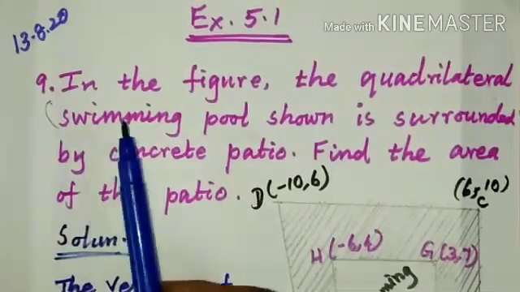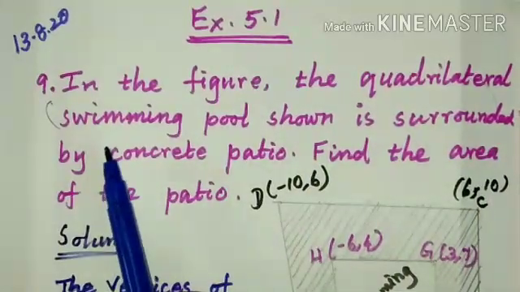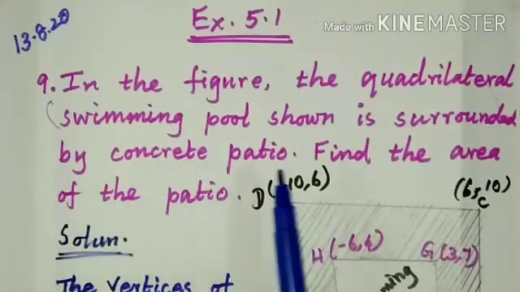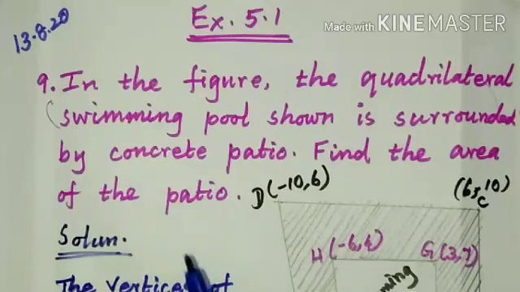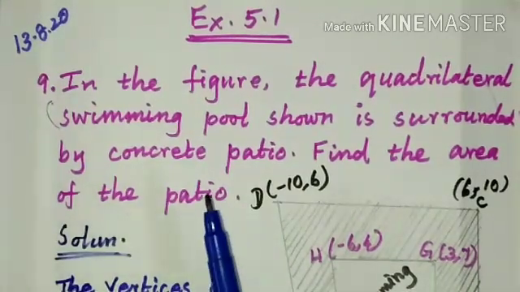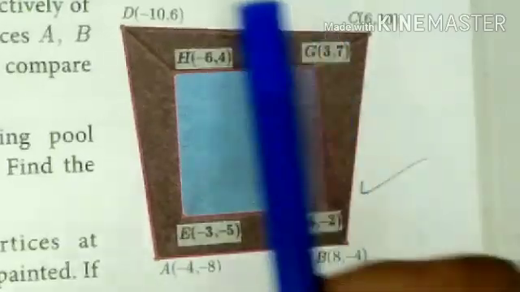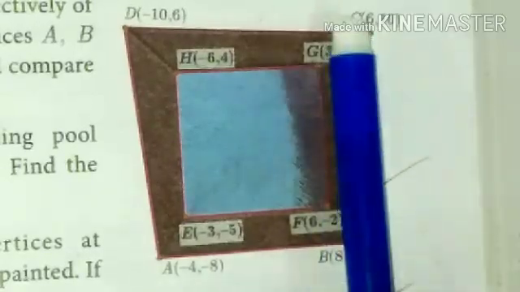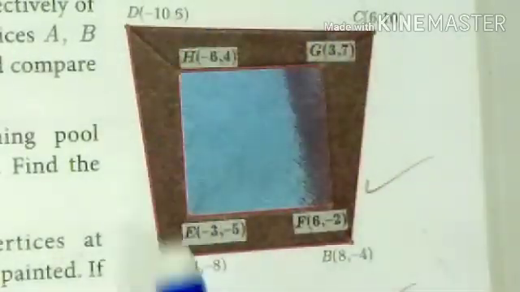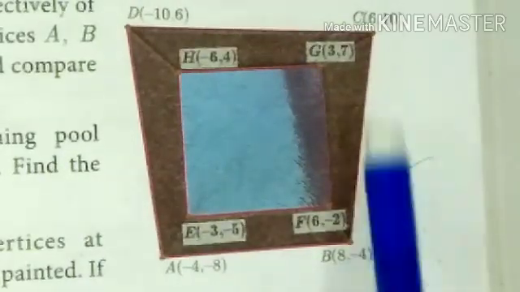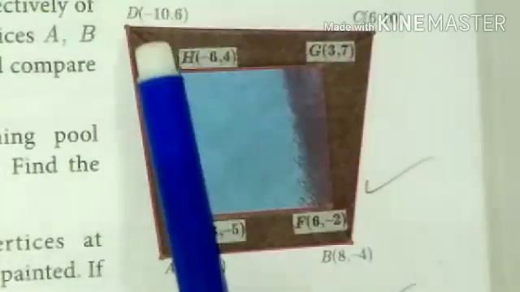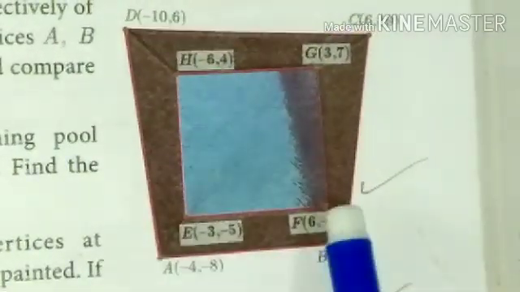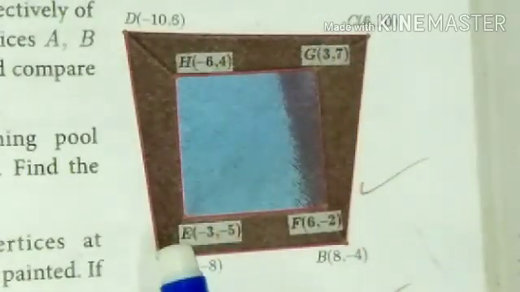See the question. In the figure, the quadrilateral swimming pool shown is surrounded by a concrete patio. Find the area of the patio. In this question, we have two quadrilaterals. One is the inner quadrilateral, that is EFGH, whose vertices are given. Then the other one is the outer quadrilateral ABCD, whose vertices are also given. So here we have to find the area of the concrete patio.